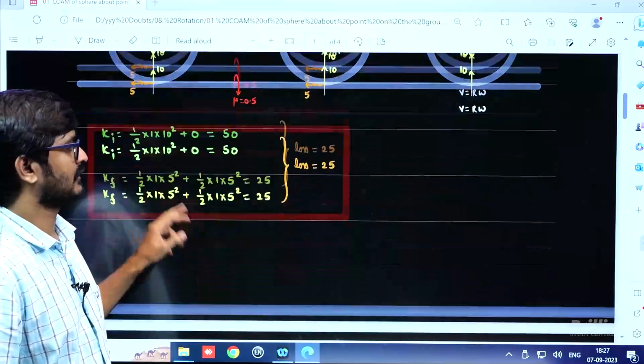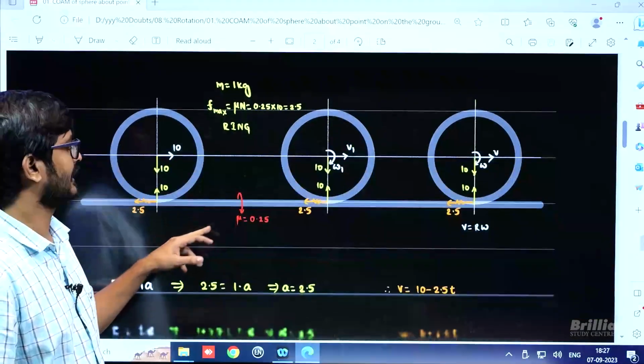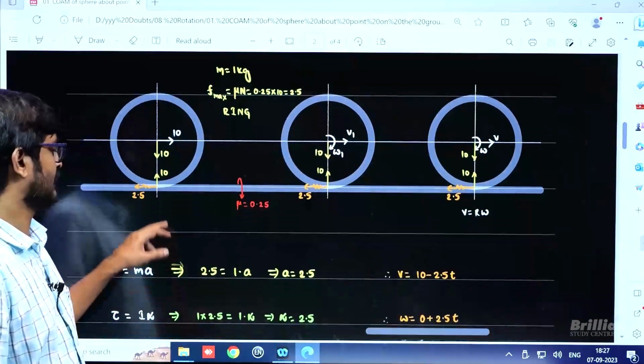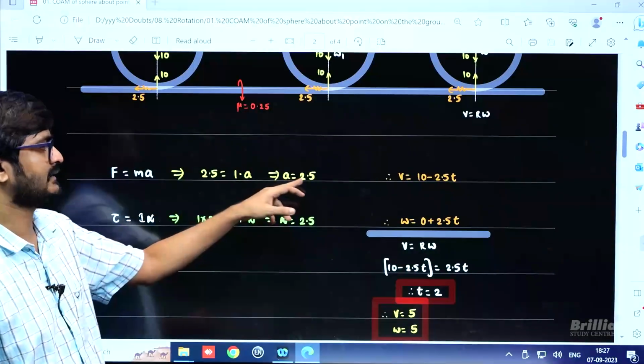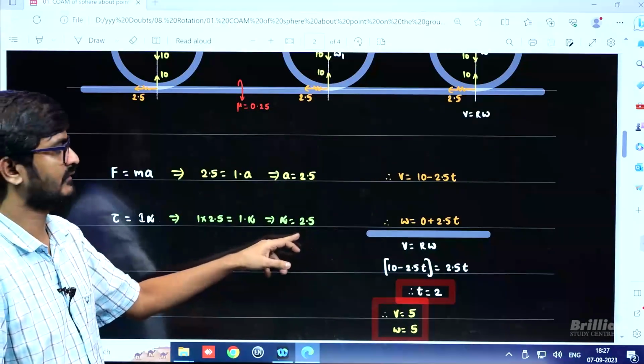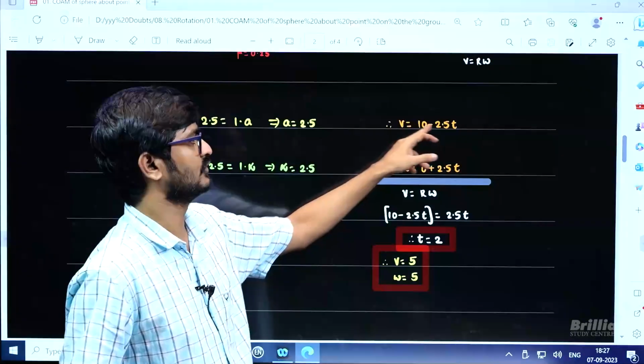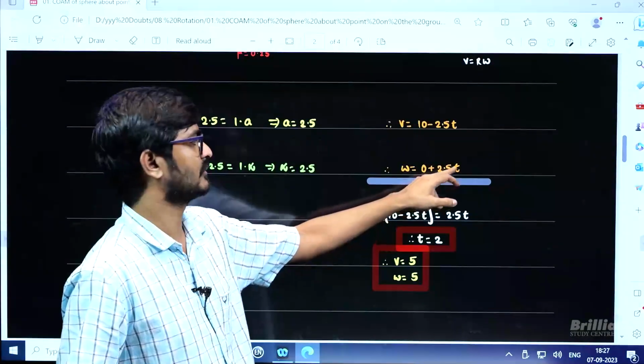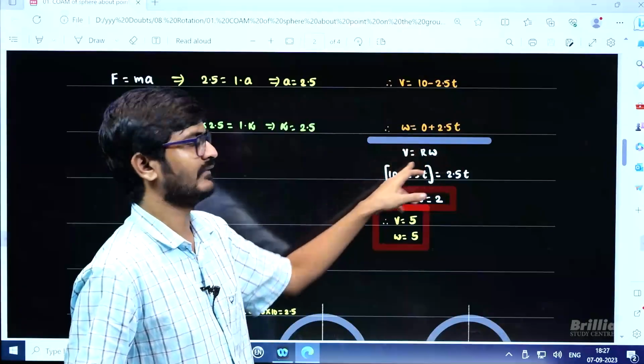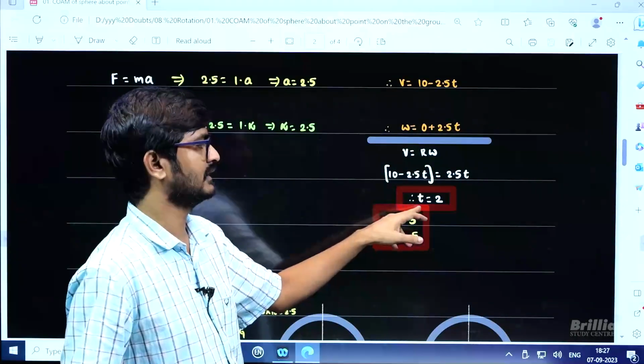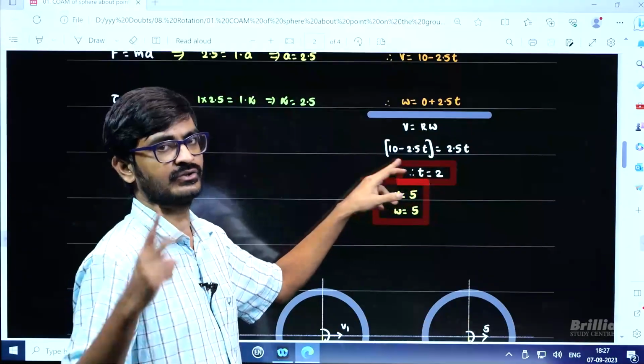Yeah. So now I have solved the same question by taking mu as 0.25. Then I got F equals ma, acceleration is 2.5, alpha is 2.5, then V equals u minus at, omega equals 0 plus alpha into t, and when V becomes equal to r omega, I have seen. I understood it will happen after 2 seconds.